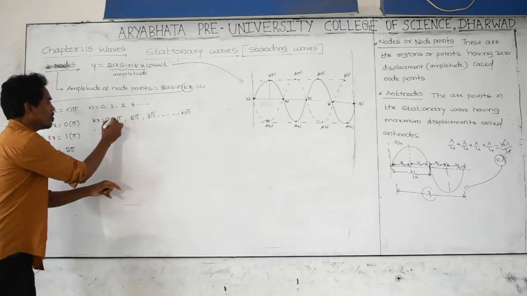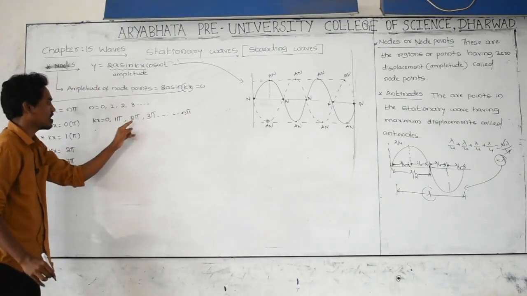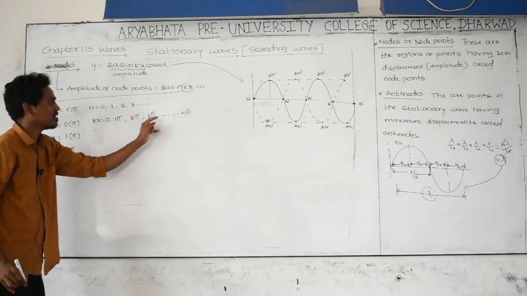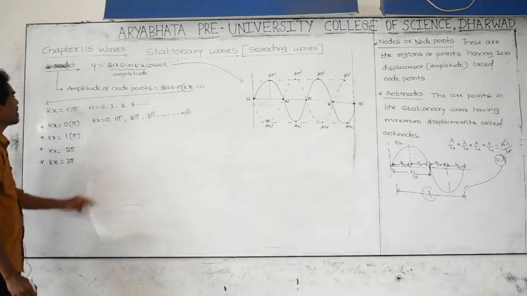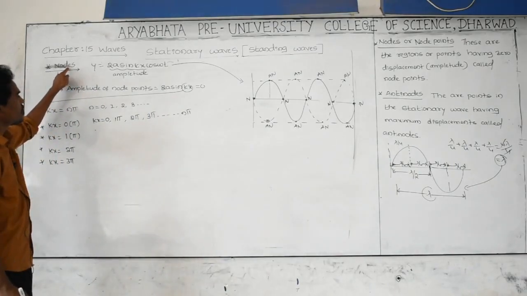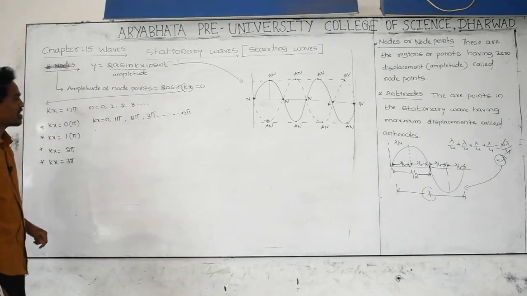If n is equal to 2, then that is 2 pi. If n is equal to 3, that is 3 pi. So on, it continues. And here I am talking about node points. For node points, the amplitude or displacement is 0.